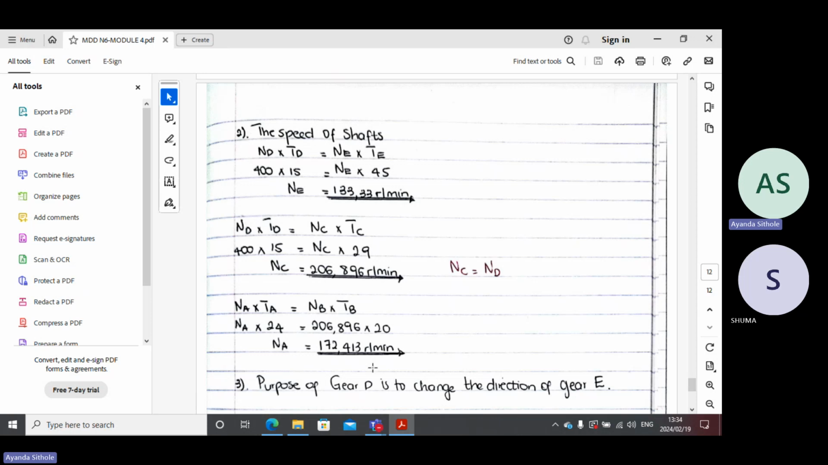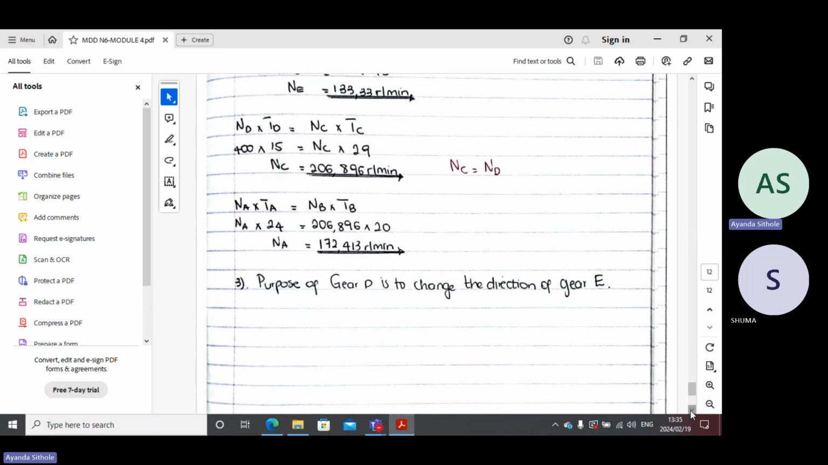Okay, then for number 3, they said we must find the purpose of gear D. You can answer this question according to your own understanding, but I also want to know what you can say about gear D. Okay, so the purpose of gear D is to change the direction of gear E.